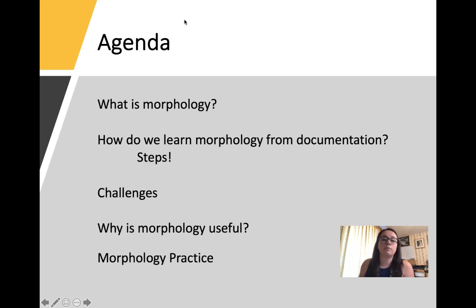So today we're going to talk about what morphology is, and how we learn morphology from documentation. I'm going to present this in a series of steps that should make it easier to understand the morphology of our languages. I'm also going to present some challenges, because sometimes the documentation and this process is not always straightforward and easy, but I want to present some common themes and challenges that you might encounter based on the documentation. Why is morphology useful? We'll talk about that for a moment and then give some ideas for morphology practice.